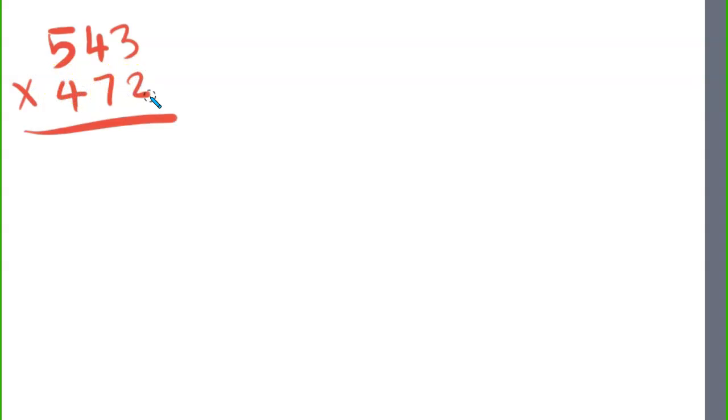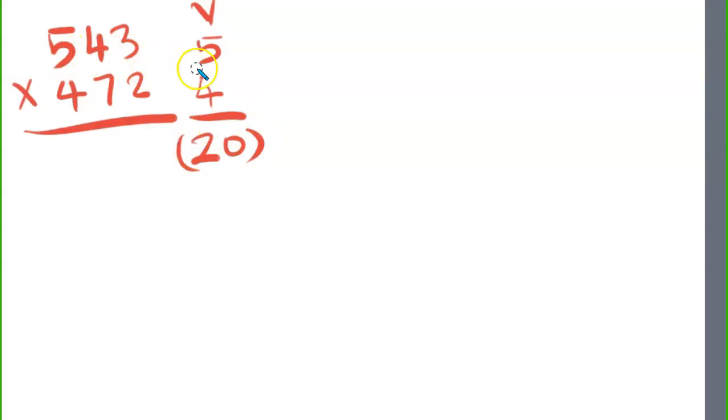So we write, now we have 543 multiplied by 472. 543 is called the multiplicand, 472 is known as the multiplier. So we take the first digit, in this case of 543, the first digit is 5, and we take the first digit of the multiplier, which is 4, and we multiply it vertically, so we do the vertical multiplication. So 5 times 2 is 20.